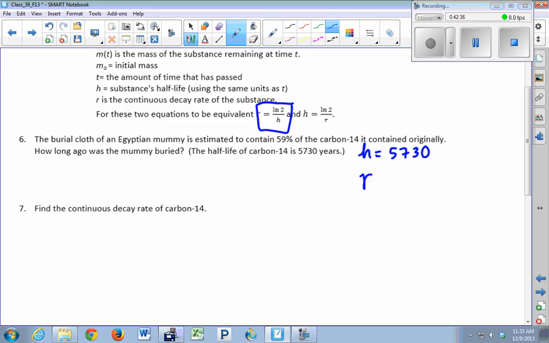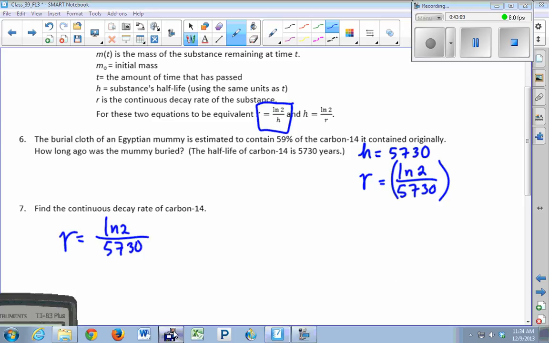If you want to use your continuous decay model, you have to find r. r is the natural log of 2 divided by the half-life. There it is right there. Now you can estimate it by throwing it in your calculator, or you can keep the whole kit and caboodle there. All right. So let's see. Number 7 says find the continuous decay rate of carbon-14. So let's do that right now. r equals the natural log of 2 divided by 5730.